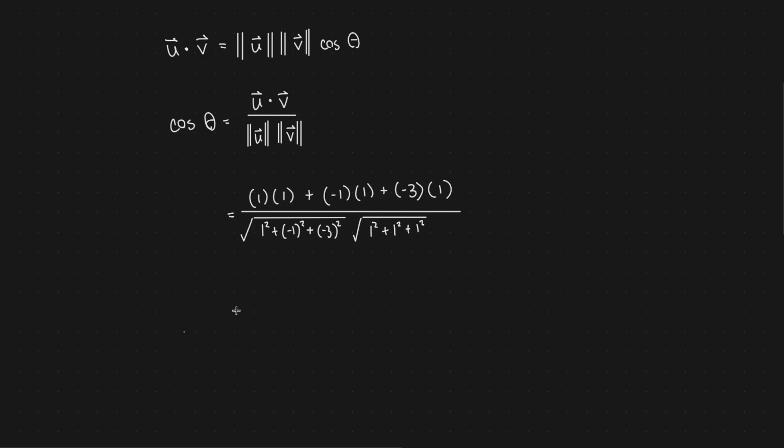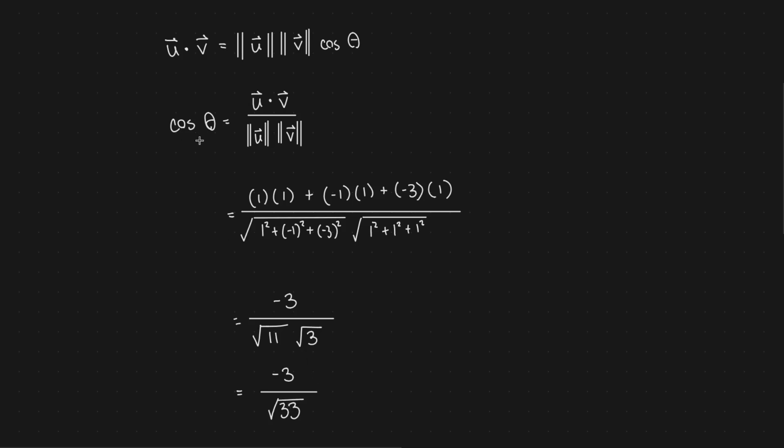Okay, so if I do the calculations, in the numerator, I get 1 plus -1, that's 0, plus -3 is -3. And in the denominator, I get 1 squared plus -1 squared, that's 2, plus -3 squared, that's 9, plus 2 is 11, so square root of 11. And square root of 1 squared plus 1 squared plus 1 squared, that's square root of 3. Square root times the square root, I can multiply the insides. So I get -3 over square root of 33.